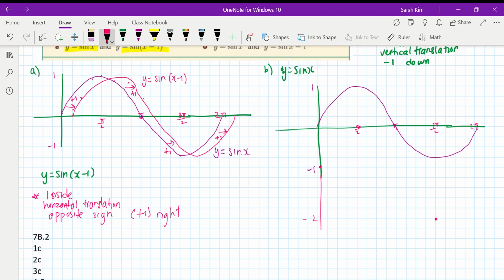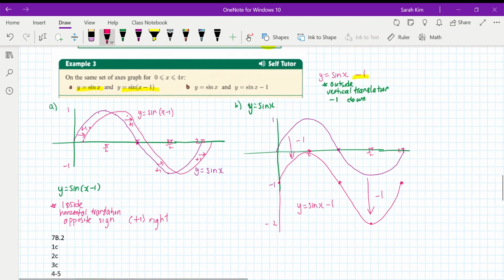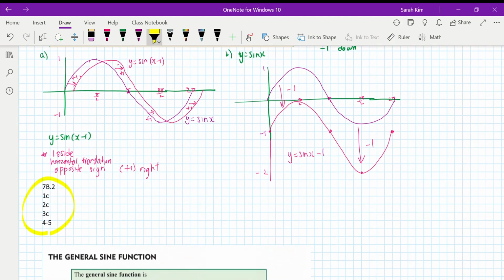Okay, so let's label those points. So hopefully I can make it look similar. So that's what you follow. So you go like this. And then you just go minus 1, minus 1, and you write your equation. And let me just double check. And that looks right to me. Cool. All done. So now you should be able to do 7B.2, your vertical and horizontal dilation. Give it a go and check your solutions.